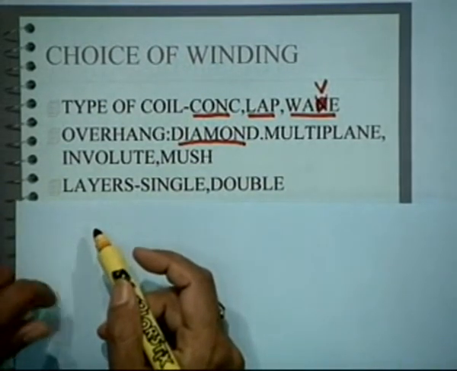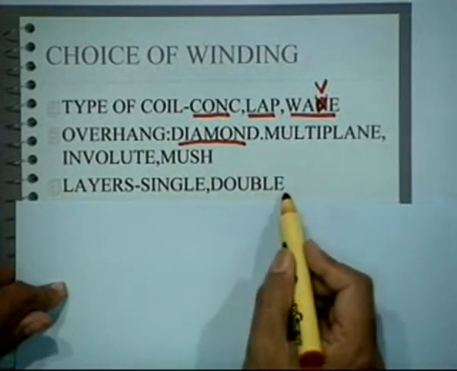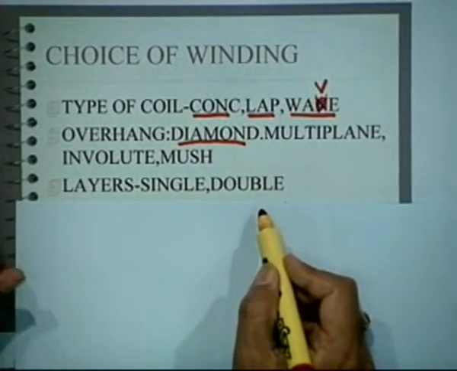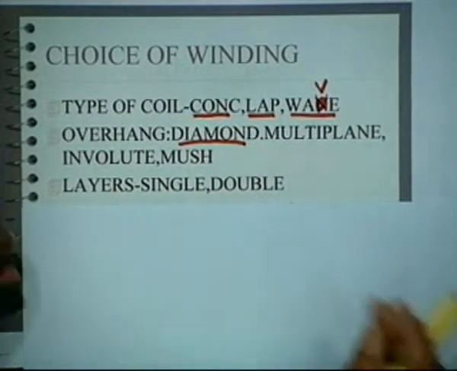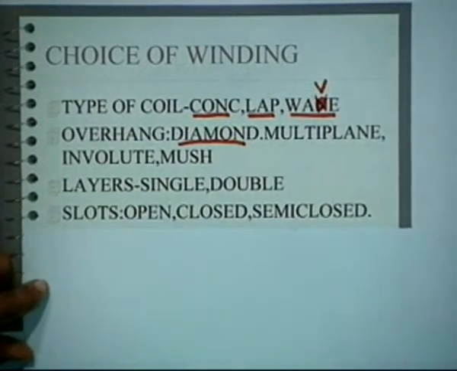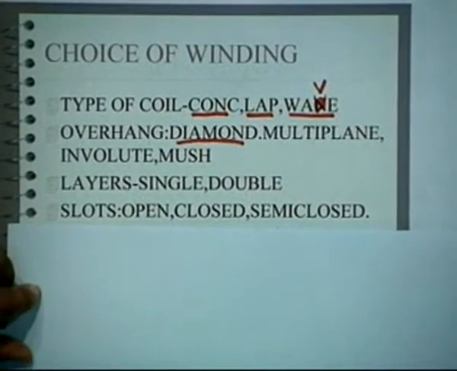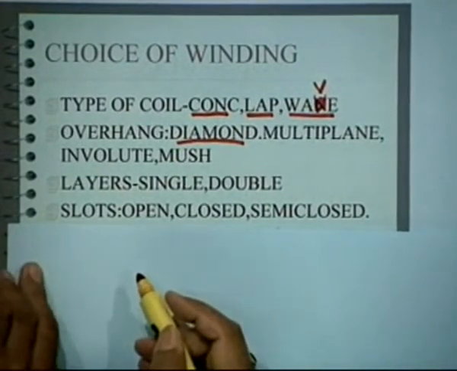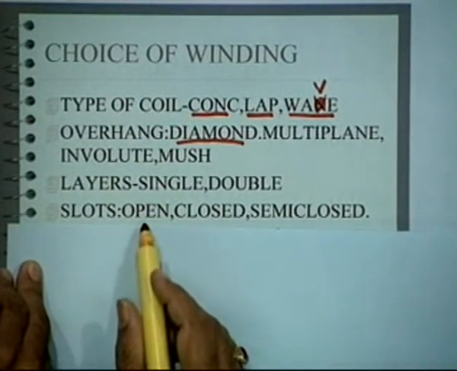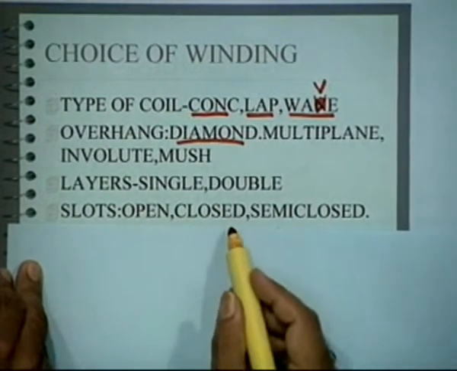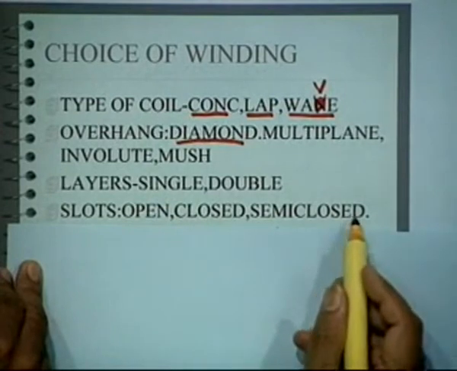Next, let us look at layers. What are the types in layers? You have single layer and double layer. These are the two choices that you have as far as the types are concerned. Then you have type of slots. Type of slots, you have open slots, closed slots or semi-closed slots.